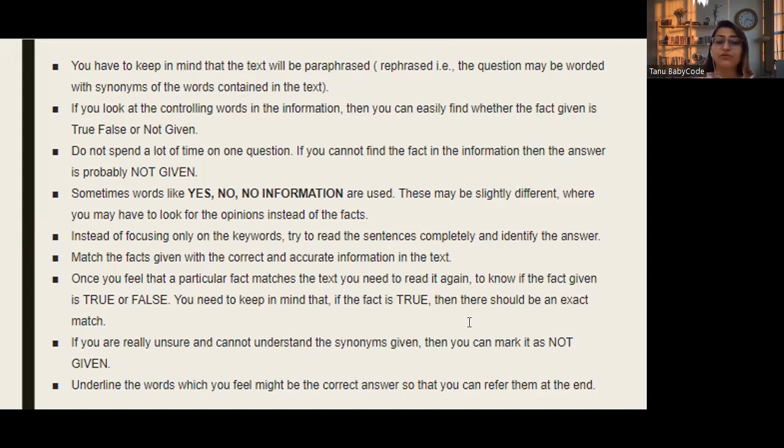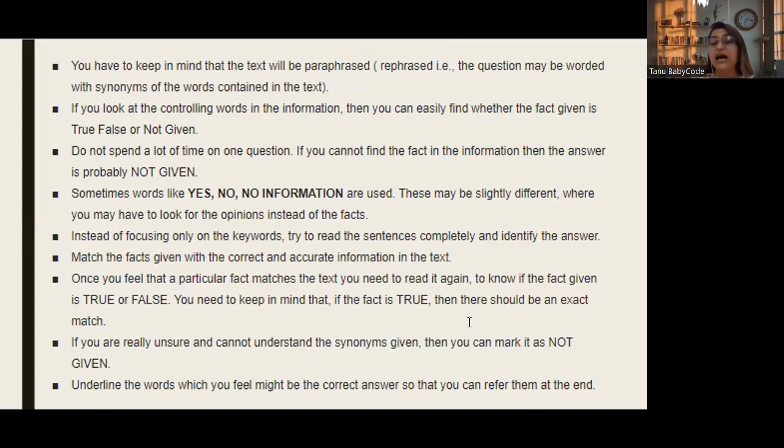Once you feel that a particular fact matches with the text, you need to read it again to know if the fact given is true or false. You have to keep in mind, if the fact is true, then there should be an exact match. That means the meaning of this statement has to match with the meaning of the other statement, right? If it is not matching, if there is something opposite here, then it is called false. But if it is matching exactly with the statement, then it is said to be true.